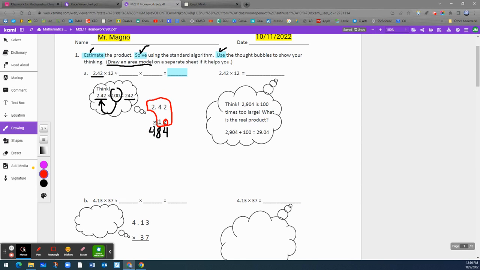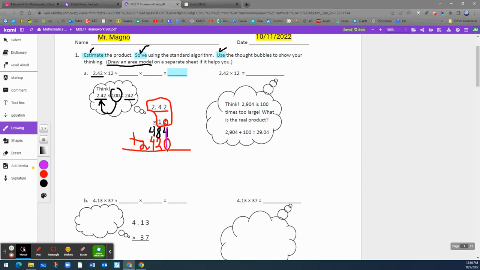Now remember, if that's a 10, then we have to drop a 0 right below the ones. And now you multiply 1 times 242, the answer is 242. Once you're finished, then we find the product.